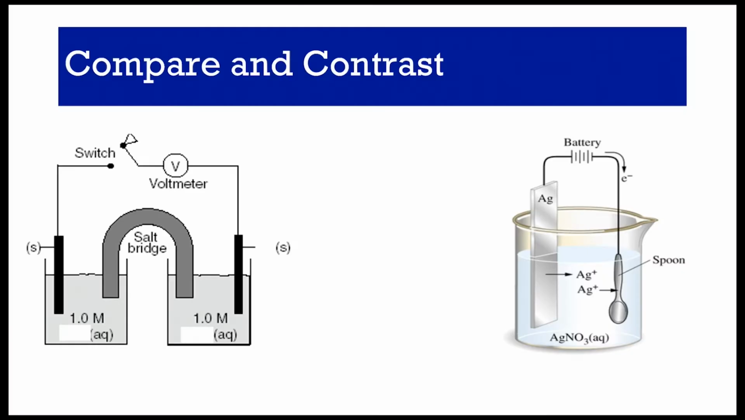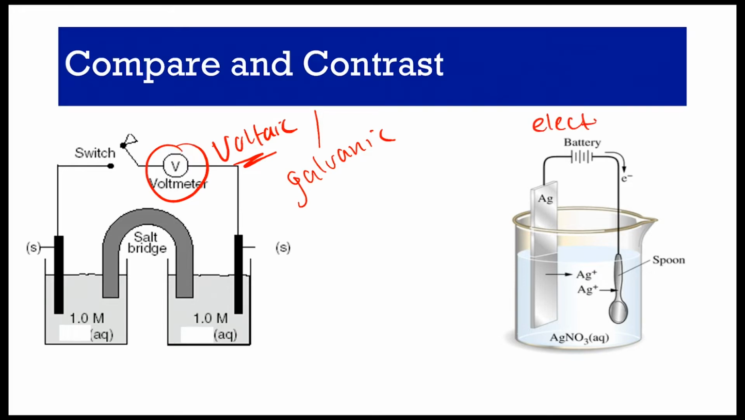Okay, so here are pictures of a voltaic cell and an electrolytic cell. This is voltaic. It has a voltmeter, so that's where voltaic comes from. You might also see it as galvanic, because why not give everything 500 names? And then this one is called electrolytic. So take a second, look at some similarities, some differences. That's up to you.